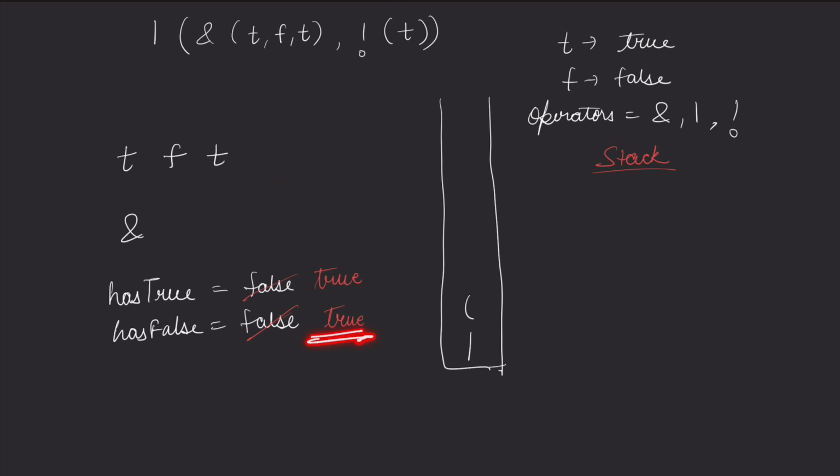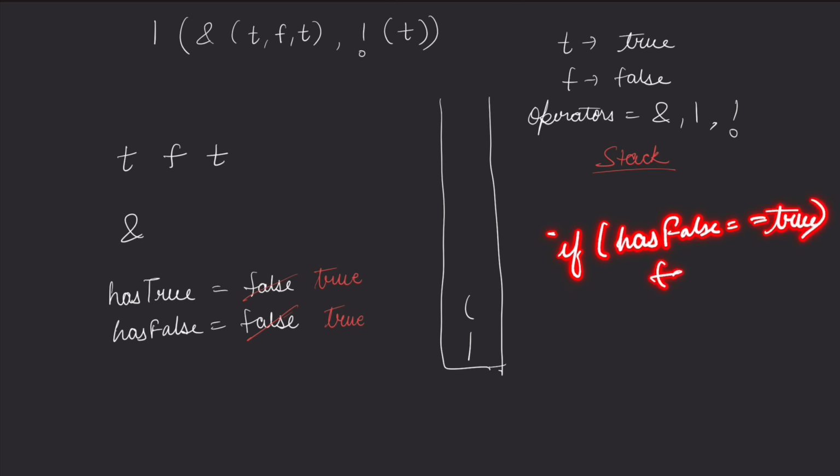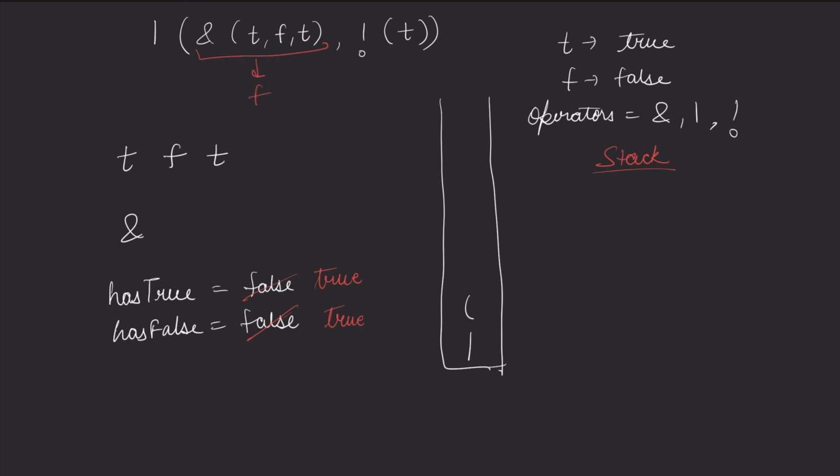So answer of this expression will be false. So we will just check that if has false is true for logical AND, right? If has false is true, then answer will be false, otherwise it will be true, right? So in this case, has false was true, so the value of this expression will be false, right? So we will push F here now, the value of this expression, right?